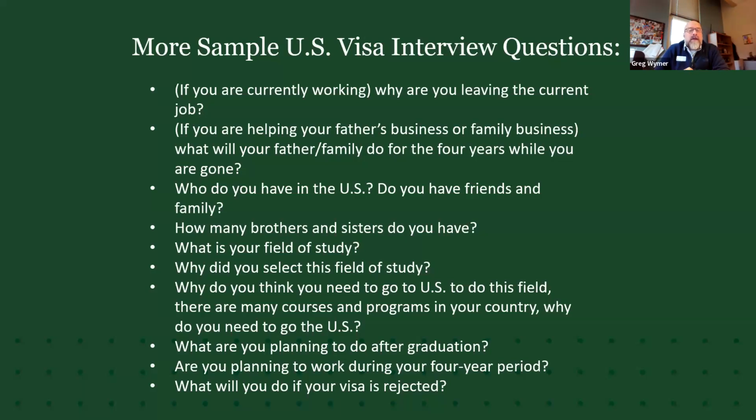So it's okay to say, yeah, I'm planning to actually do a part-time job on campus. And if an internship presents itself to me, I would definitely take advantage of that. But my intent is to be a student while I'm there. So I'm intending to really study hard, but I might, along the side of that, work part-time on campus. That's a great response. Okay. And then what will you do if your visa is rejected?